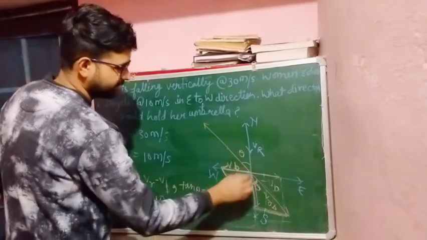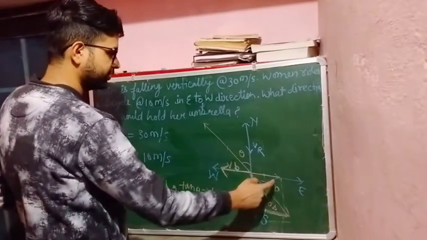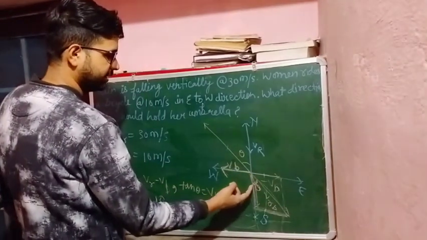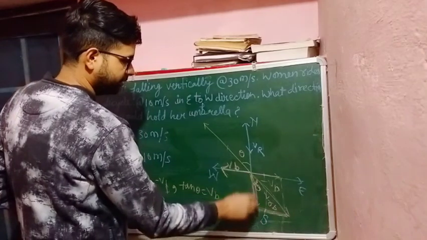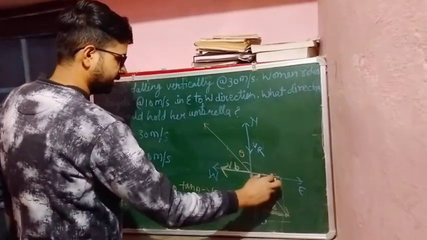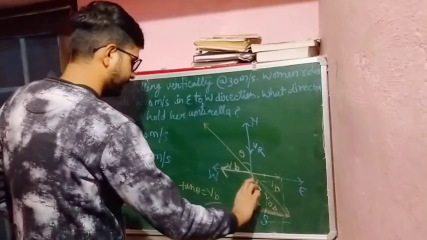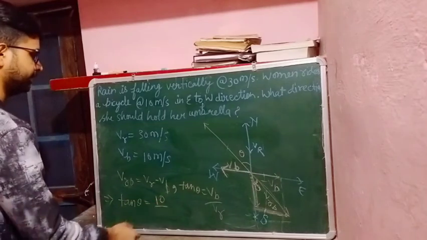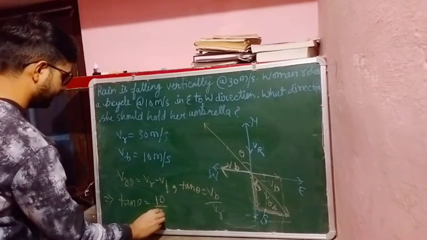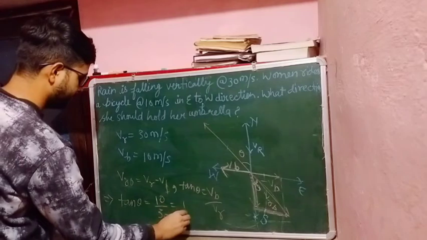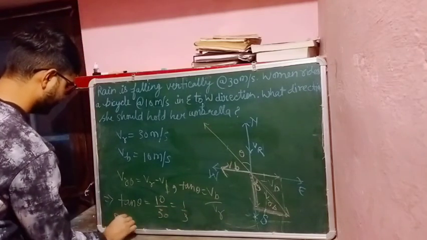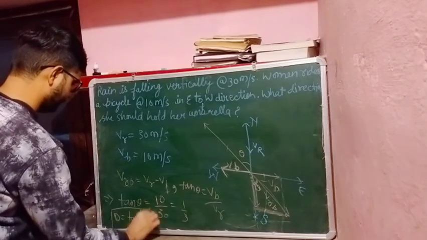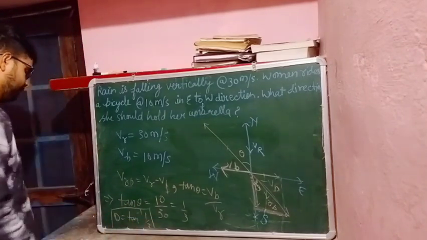In this right angle triangle, you can see more right angle triangles here also. So we are looking at this right angle triangle because theta angle is here. So perpendicular upon base. Perpendicular is basically this VB and base is this VR. It becomes 10 upon 30, which is 1 by 3. So theta equals tan inverse 1 by 3, and we can write it like this.